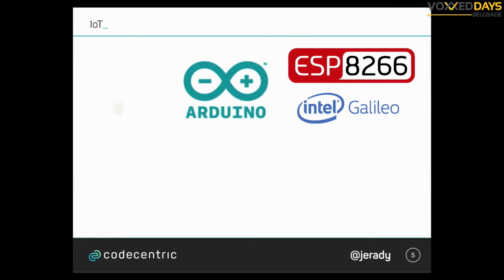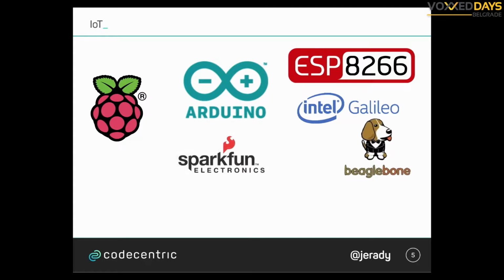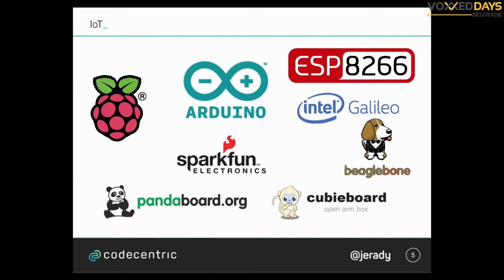Then a few years ago, the Internet of Things popped up with several small devices, like credit card-sized computers, like the very famous Raspberry Pi, but also Arduino, and some other boards from BeagleBone and others, and some more professional boards from Intel, and a very interesting microcontroller which is called ESP8266.